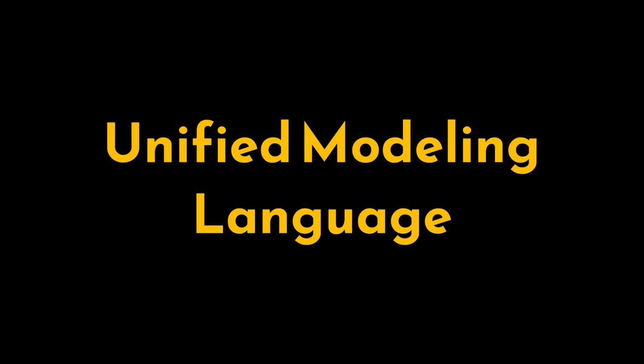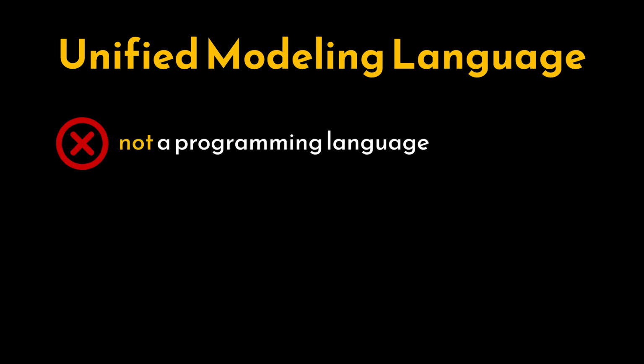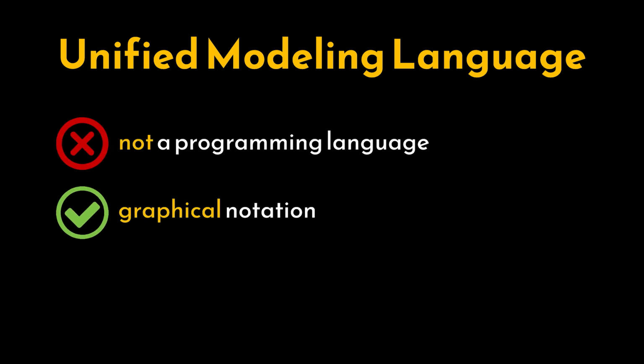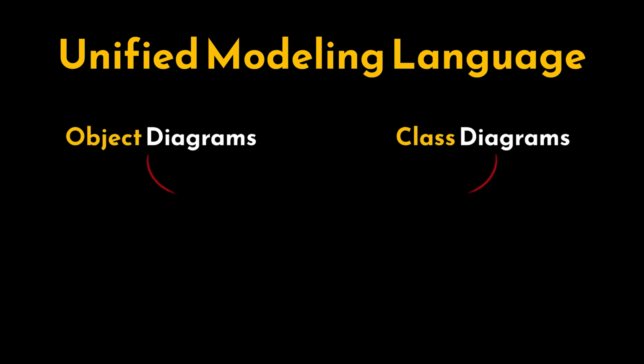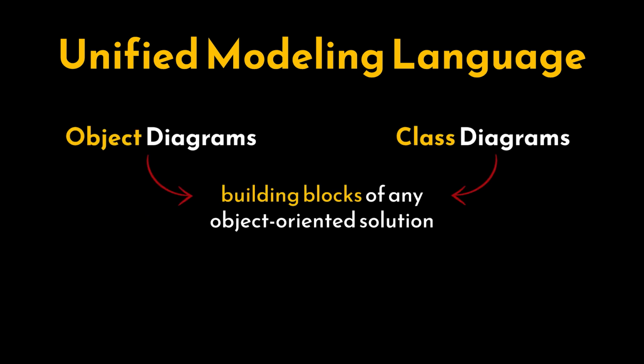UML, or Unified Modeling Language, is our topic for today, and contrary to many beliefs, it isn't a programming language, but it's a graphical notation used to draw diagrams of an object-oriented system. This modeling language describes and defines several diagrams, but in this video we will be covering two of them, object diagrams and class diagrams, as they represent the building blocks of any object-oriented solution.